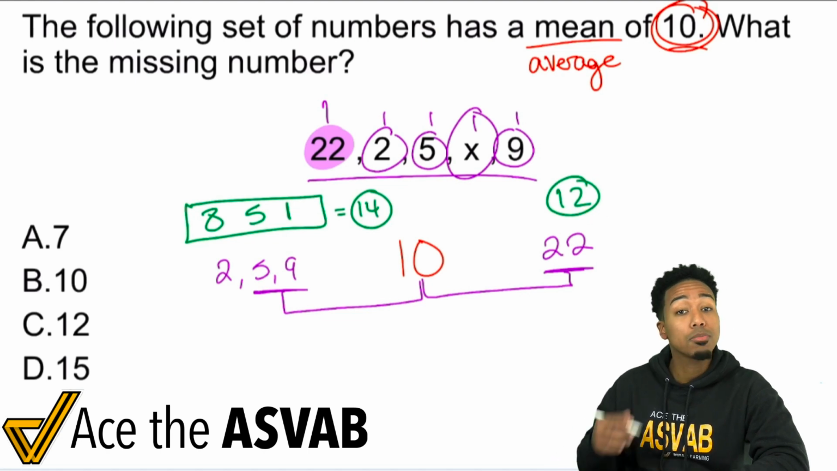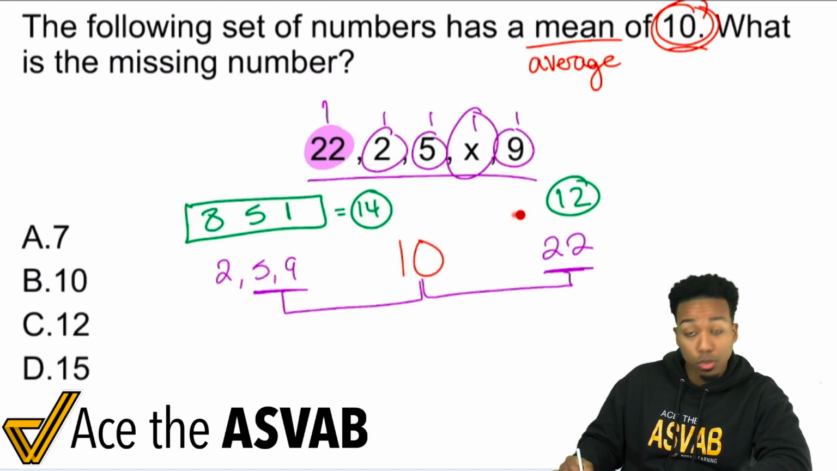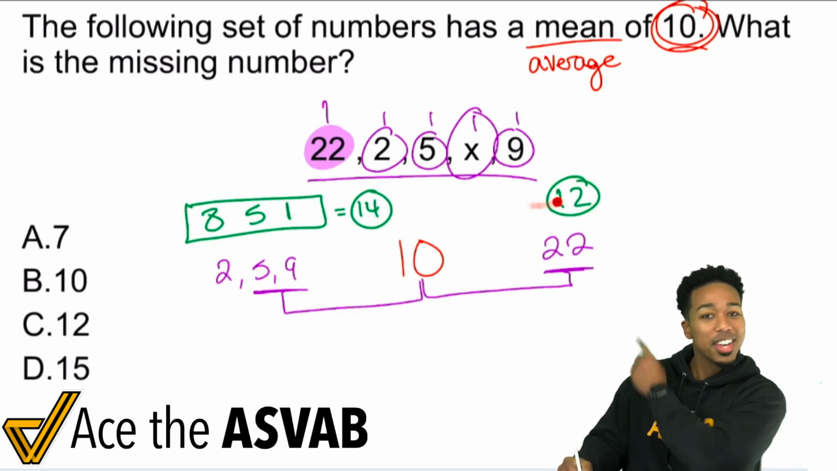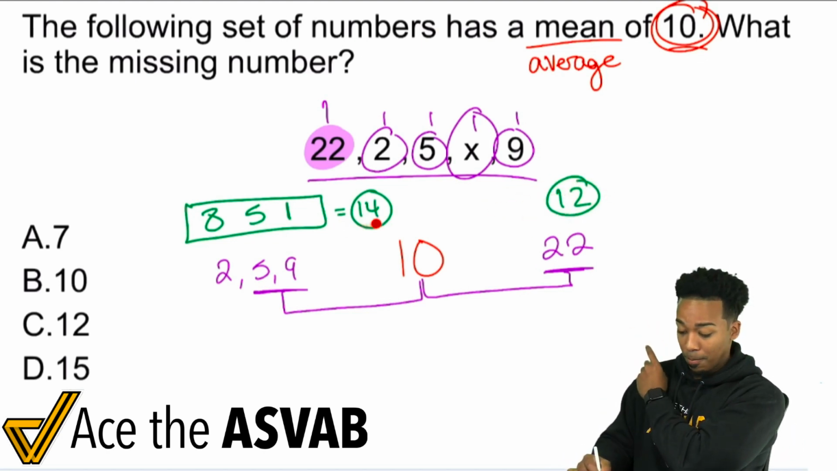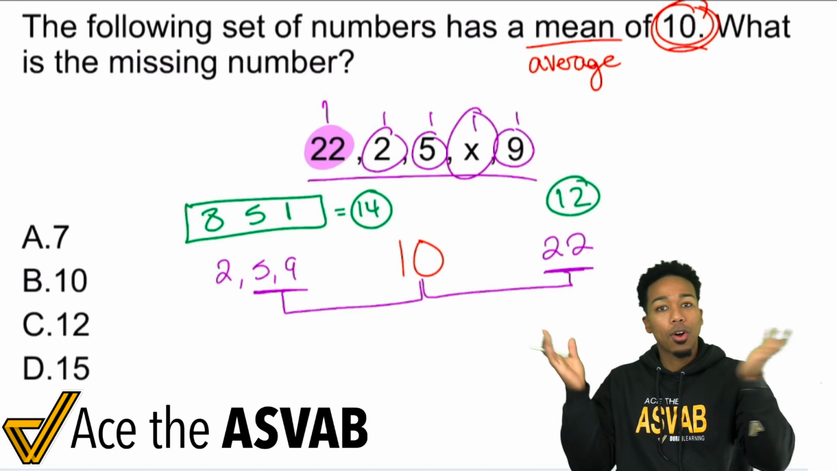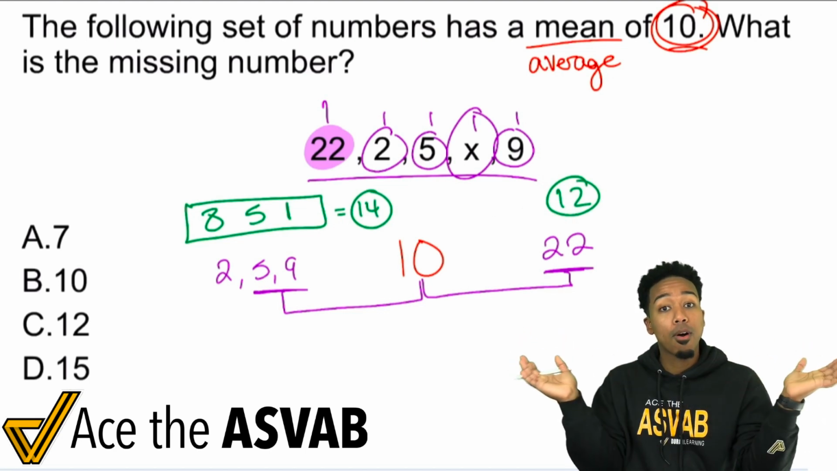If we want this to be balanced, we need an extra 2 here, right? Because 2 plus 12, that's going to give us that 14 to match that weight. Again, it's all about balance here. How far apart are they?